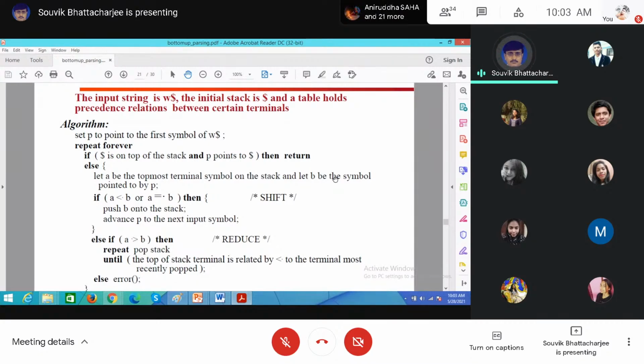And how will you proceed? Repeat until the top of the stack terminal is related by the less-than relation to the terminal most recently popped. In this way, you will proceed. Or if it does not match, then it gives an error. This is basically the algorithm for operator precedence parsing.